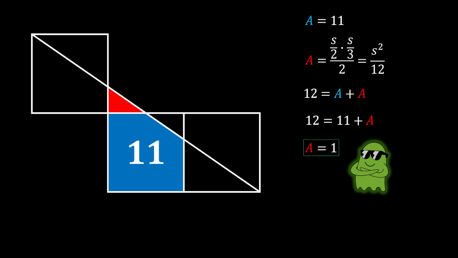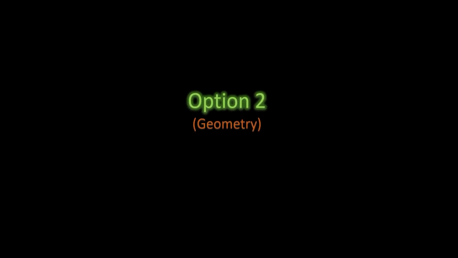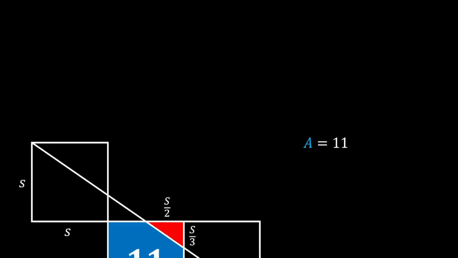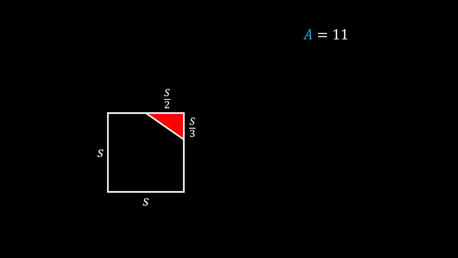Alright, but what about the second option? Well, in the second option, we will use pure geometry. So let's first take a look at our middle square. You can see that we have our wanted shaded red triangle. And let's duplicate this triangle around its diagonal, therefore forming this really nice rectangle with the height of S over 3 and the length of S over 2.